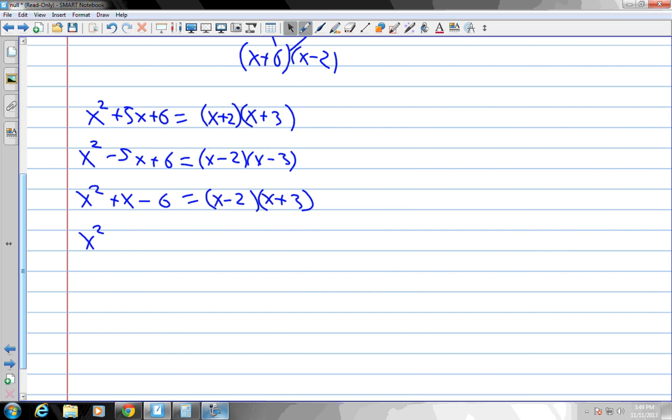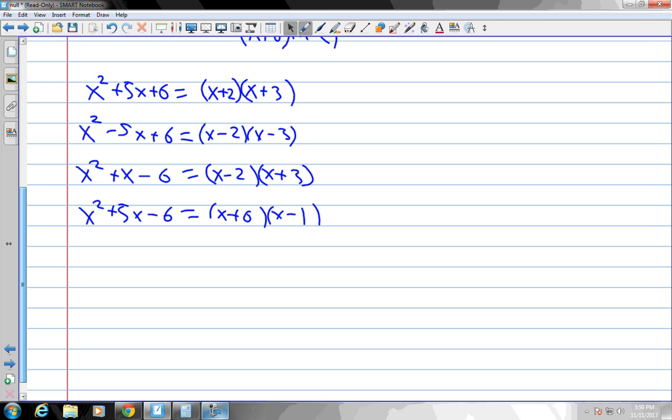How about x squared plus 5x minus 6? Two numbers that multiply to negative 6 and add to positive 5. 6 and negative 1. X plus 6, x minus 1. Right? Because you can get 6 by multiplying 1 and 6, not just 2 and 3.